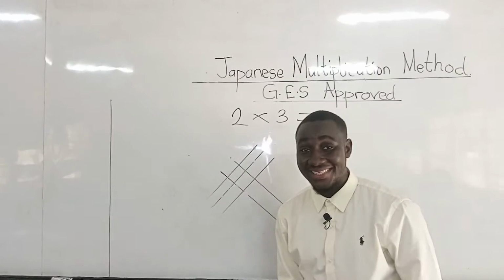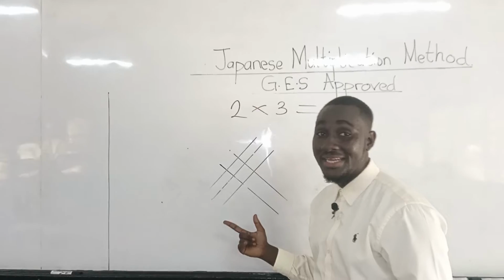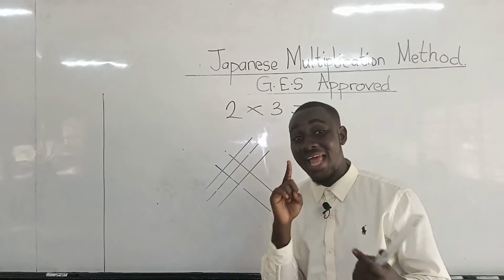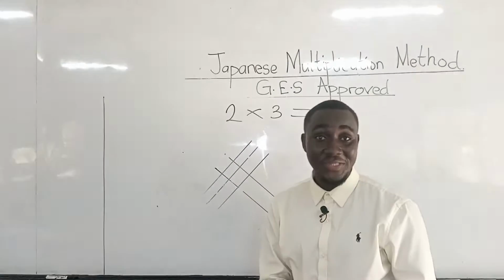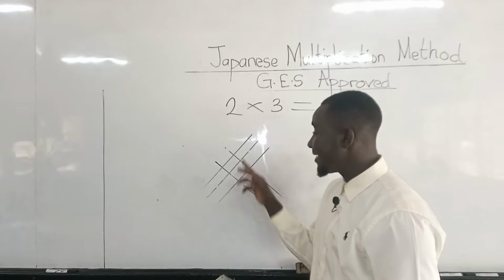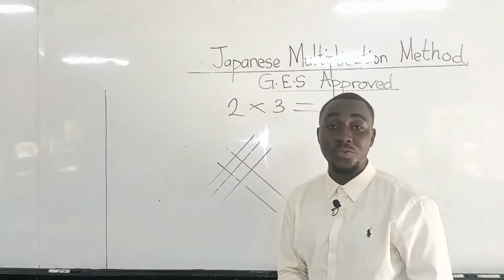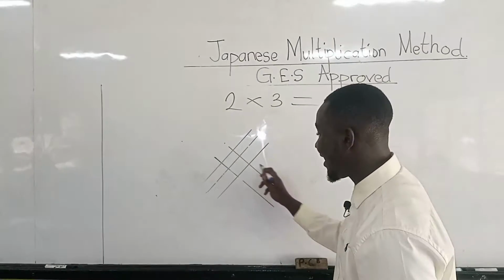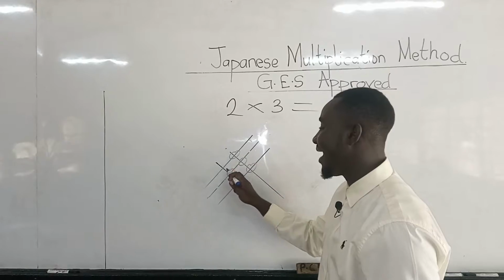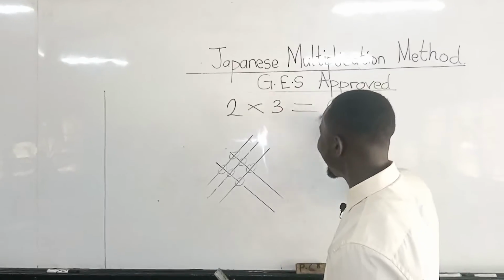All right, so we have 3 diagonal lines meeting up with 2 diagonal lines. Where they intersect, where 2 lines meet, is where we are going to count to get our number. So when you look here, you realize that there are some places where the lines are intersecting. So we are going to count those places. We have 1, 2, 3, 4, 5, 6. So 2 times 3 is 6.